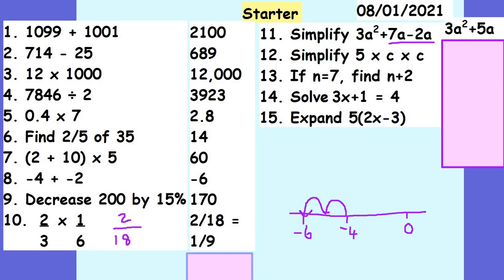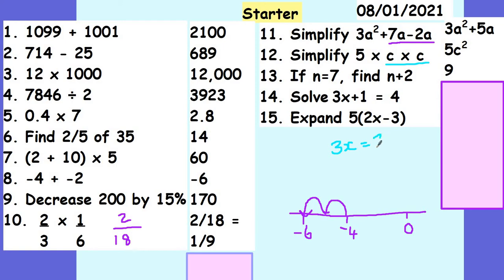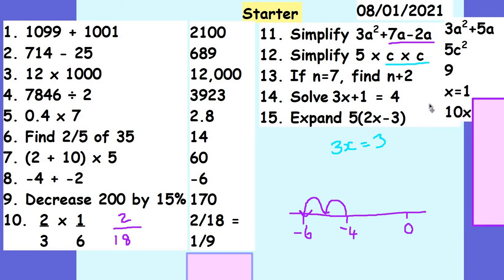5 times c times c. Well, I know that c times c, anything times itself, is going to give me c squared. So 5 times that would give me 5c squared. If n is 7, find n plus 2. Well, anywhere we see an n, we're going to put the number 7. 7 plus 2 gives me 9. Solve 3x plus 1 equals 4. My first step is to subtract 1 from both sides. That leaves me with 3x is equal to 3. And then if I solve that, I end up with x is equal to 1. And finally, expanding this bracket, 5 times 2x would give me 10x, subtract 15. Well done if you got that right.